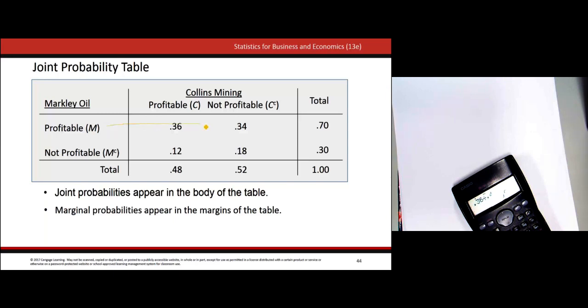So now this is probability of M, which is Mark Oil profitable. Now this is probability of M complement. If probability of M is 0.7, probability of M complement is 1 minus 0.7. And this is probability of C, Collins Mining is profitable. And this is probability of C complement, which is 1 minus probability of C, 0.52, which is Collins Mining is not profitable.